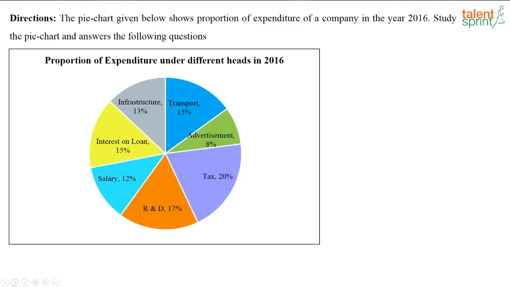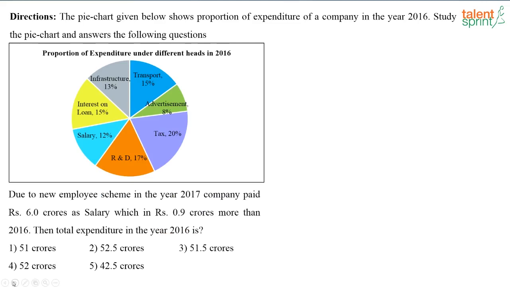Now let's move on to the next set. The next is on a pie chart. So what is given here? Proportion of expenditure under different heads in 2016 is given, and based on this you have to answer the questions. What is the first question? Due to new employee scheme in the year 2017, the company paid rupees 6 crores as salary, which is rupees 0.9 crores more than 2016. Then the total expenditure in the year 2016 is dash.